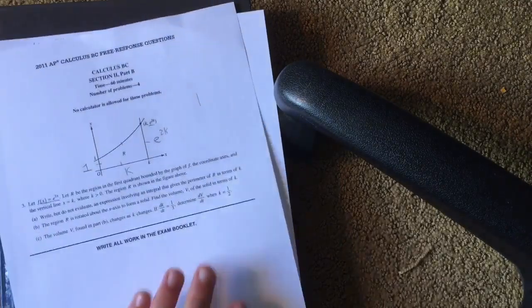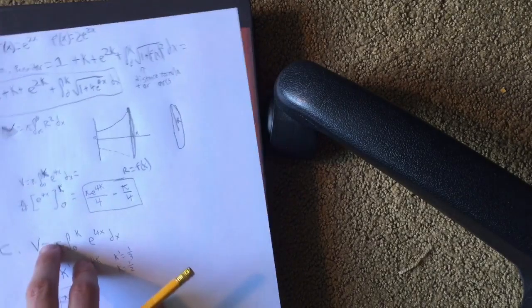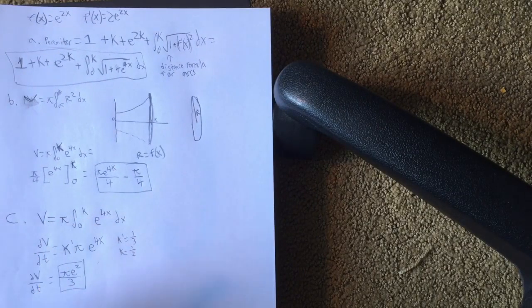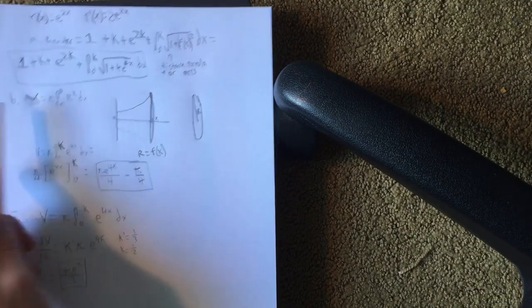The next part is a rotation problem. You have to rotate the region around the x-axis and find the volume of the solid in terms of k. And this one we do have to evaluate the integral, so too bad. This symbol is a V.